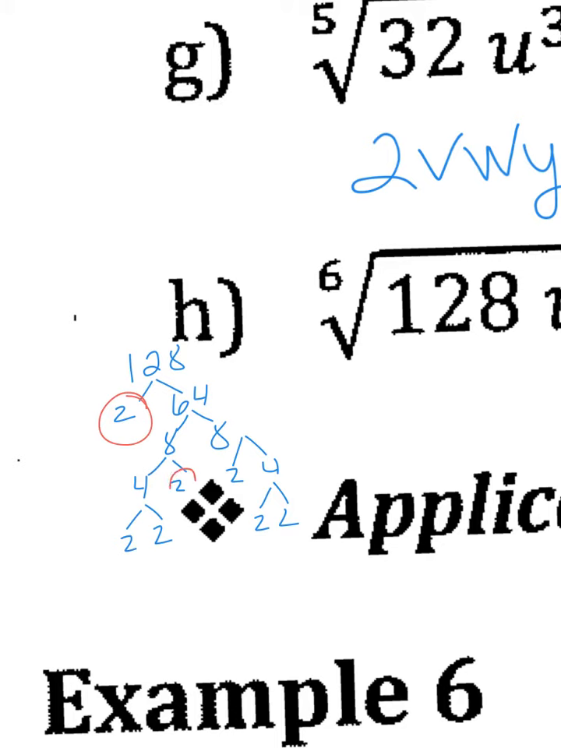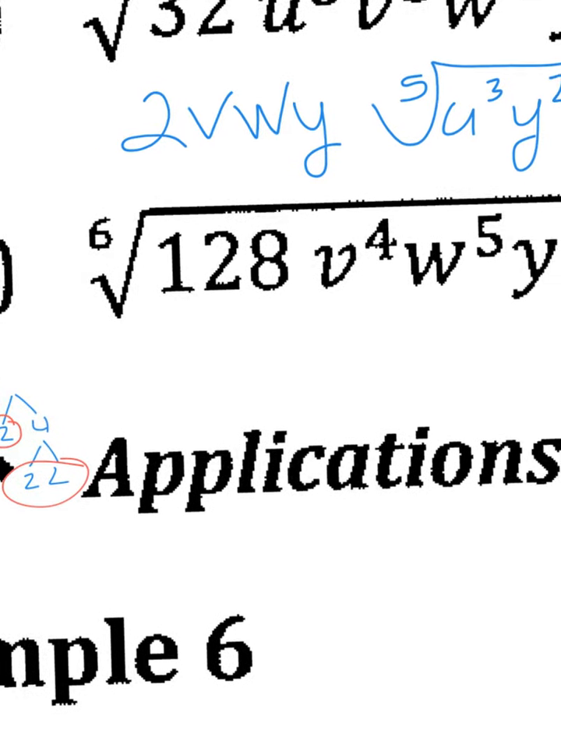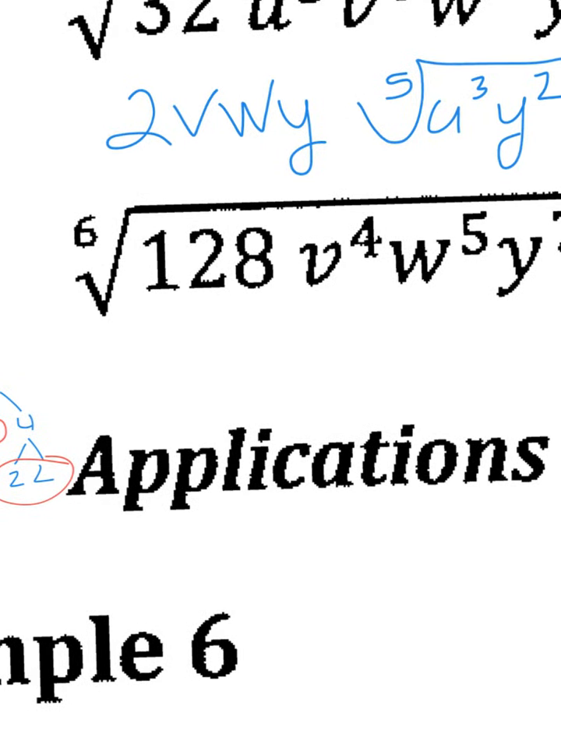There's a 2, a 2, 2, a couple more 2. Oh, they're all 2's. How many? 1, 2, 3, 4, 5, 6, 7 2's. I only need a group of 6. So these 6 can come to the outside as a 2, but this 1 will be left over inside. So we're going to set it up here: a 2 on the outside, and a 2 left on the inside.